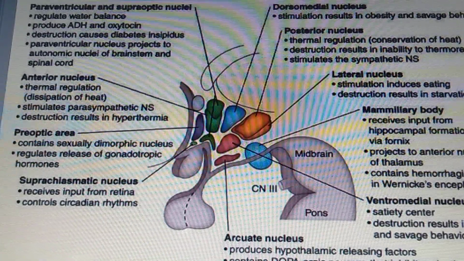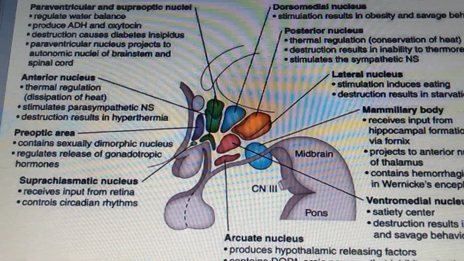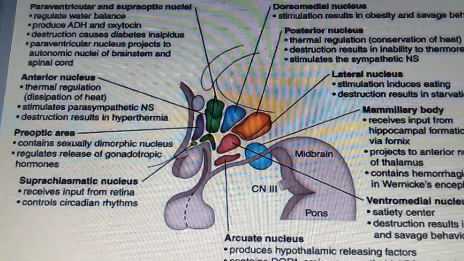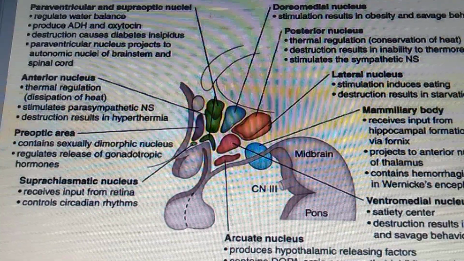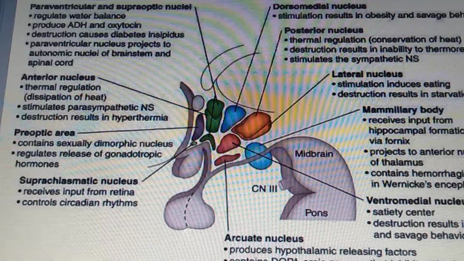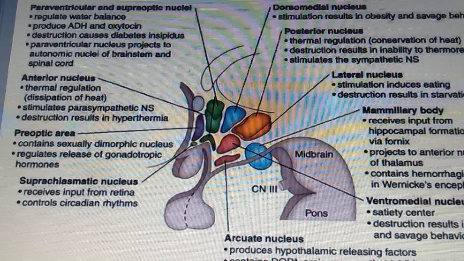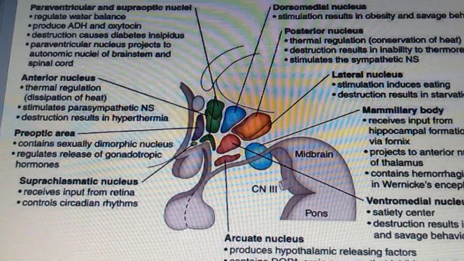Next function is related to the sexual behavior and reproduction. Through its control of the anterior pituitary, the hypothalamus controls gametogenesis, various reproductive cycles like uterine and ovarian, and the maturation and maintenance of the secondary sexual characteristics. Through its connections with the limbic system, it participates in the elementary drives associated with the food and sex.